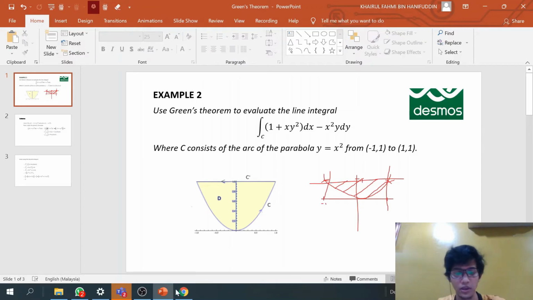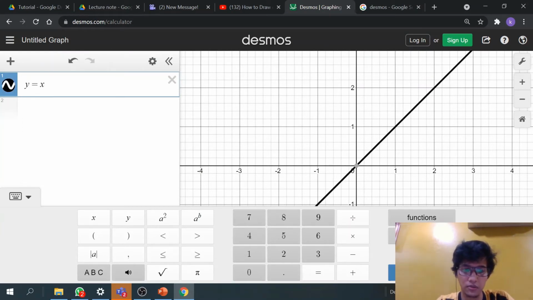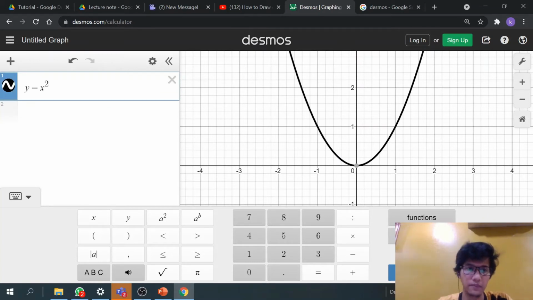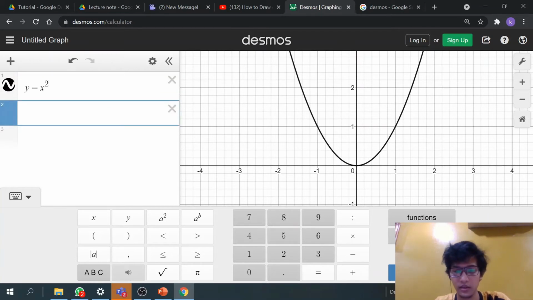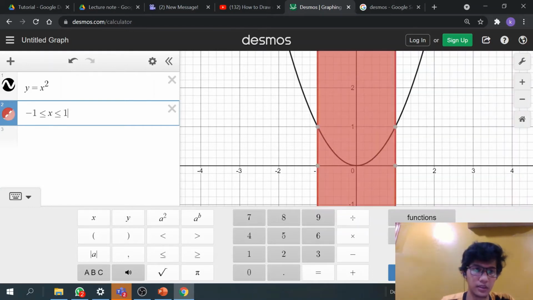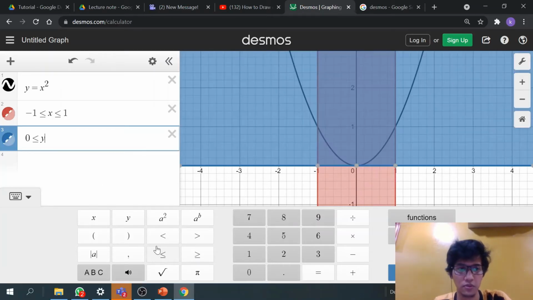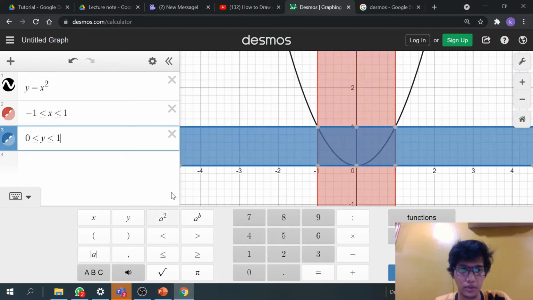Now I will teach you how to use a graph generator. First, we insert the equation y equals x squared, and the limit is -1 to 1. The limit of x is -1 to 1, and the limit of y is from 0 to 1. So we get the region here.